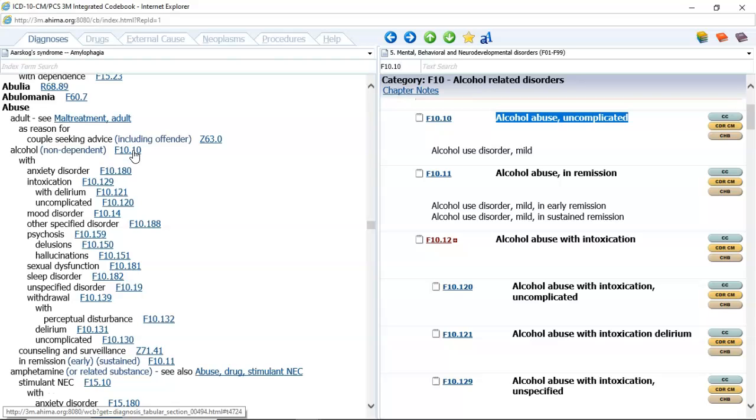Now, number 3 on the bottom of the page is psychoactive substance abuse disorders.